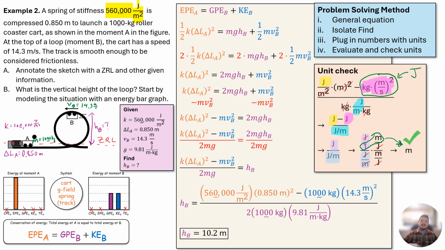So this quantity does have units of meters, and I can say, good job. We found the height of the loop. It's 10.2 meters. If we use the rough approximation that there's 3 feet in a meter, that's 30-ish feet tall. That seems reasonable for a roller coaster cart. And there we go. I did it. I found the height of the loop by using a general equation and isolating the find, and then finally plugging in numbers and evaluating and checking my units.